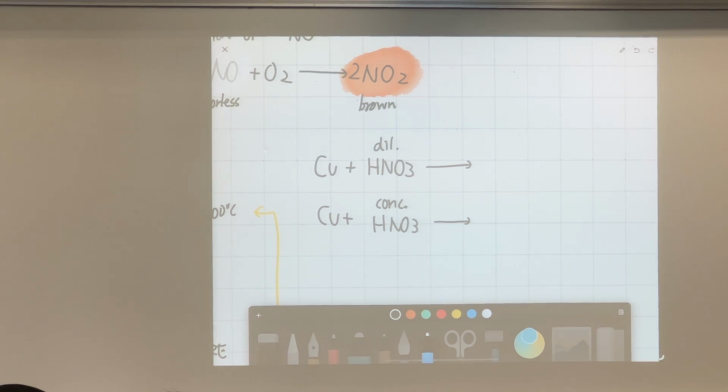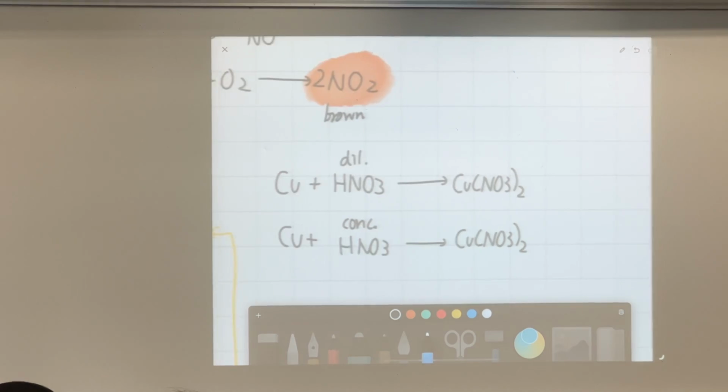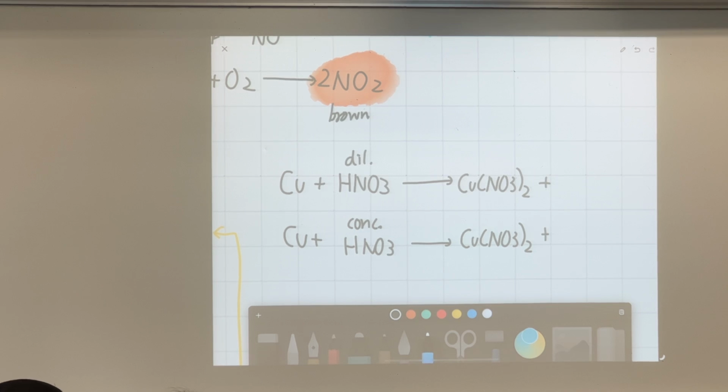Cu(NO3)2 and H2O. Cu(NO3)2 is common to both reactions, but the gaseous products are different. The bottom one has NO2, the top one has only NO, and there will be H2O.